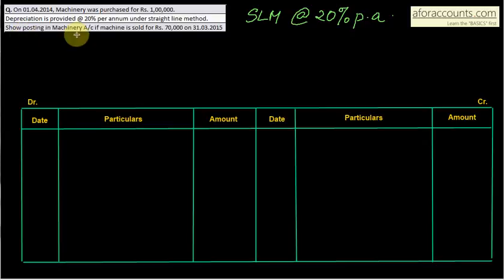Show posting in machinery account if the machine is sold for rupees 70,000 on 31/3/2015. So the year given is 14-15, and the machinery was purchased and sold in the same year. Let's start with the solution presented by aforaccounts.com. Let's plot the machinery account.